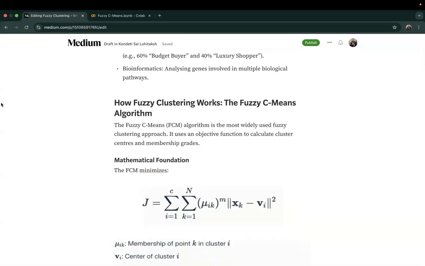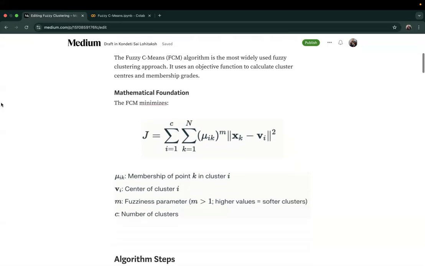So, how does fuzzy clustering work? Firstly, fuzzy clustering has an algorithm called the fuzzy C-means algorithm. The fuzzy C-means algorithm uses an objective function to calculate cluster centers and membership grades.